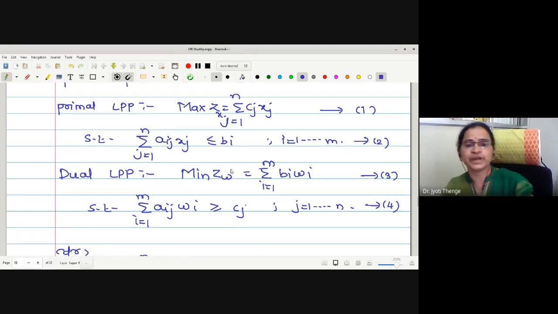Now, if I want to find its dual, we know the objective function is summation biwi, where i is running from 1 to m. And for the constraints, we are going to just transpose. That means we change the summation point of view: summation aijwi, but now the summation over i is running over m, whereas here it was running over j. And this is greater than or equal to Cj.